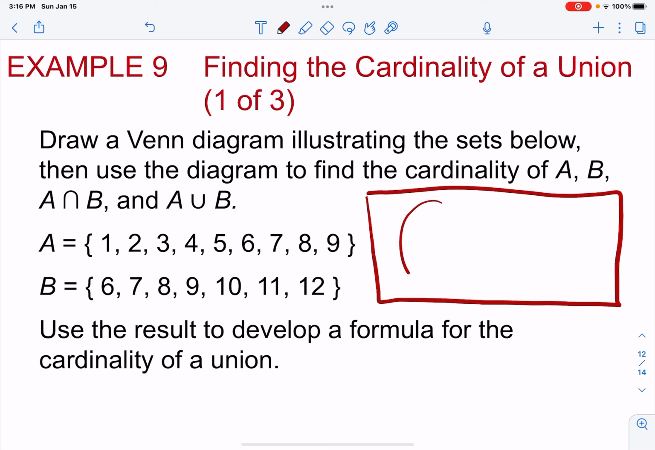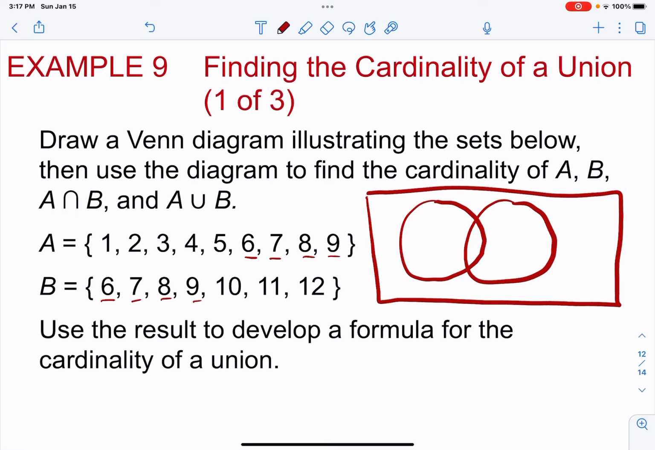Okay, so here's set A, and here's going to be set B. The first thing when I do it, I don't know about you, but I like to find the intersection. So the intersection is going to be 6, 7, 8, and 9. I don't have room in that circle to put that, so I'm going to draw the circle better. So 6, 7, 8, and 9.